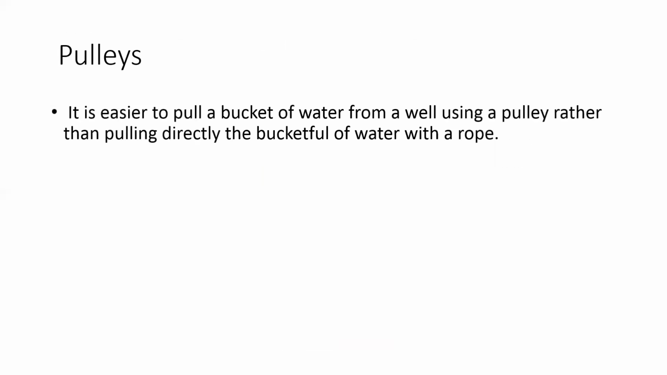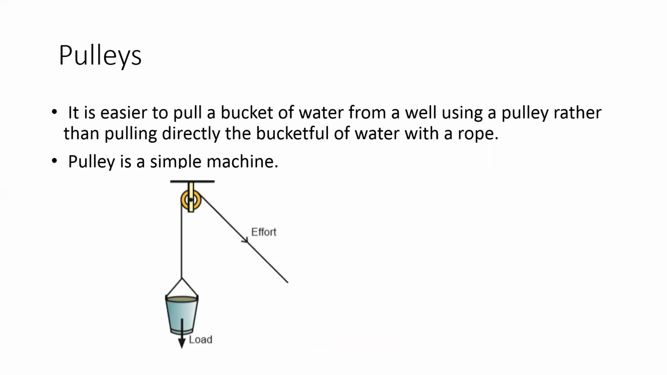Now we'll talk about pulleys. It is easier to pull a bucket of water from a well using a pulley rather than pulling the bucket of water directly with the straw. So pulley is a simple machine. Now refer to this diagram. When we use this pulley, if we neglect the friction between the rope and the pulley, effort equals the load. So mechanical advantage of the pulley equals load over effort. If both are equal, the mechanical advantage will be 1.